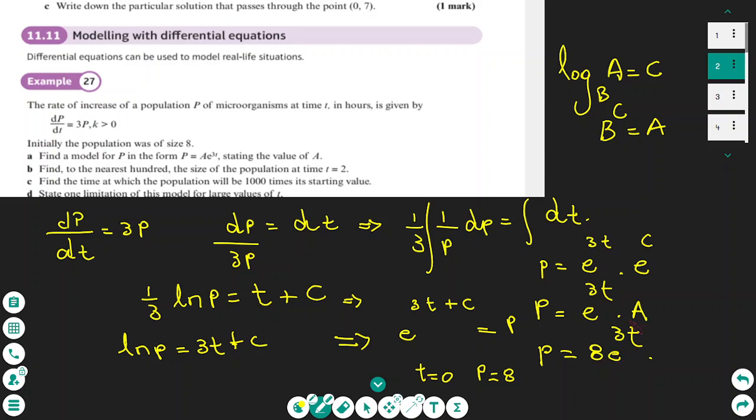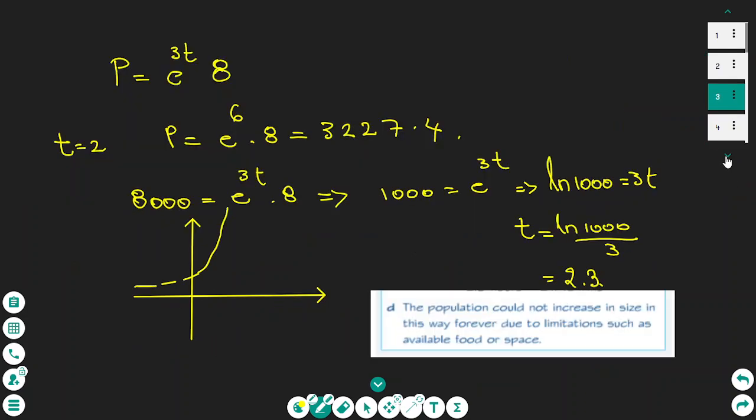The second part: find, to the nearest 100, the size of the population when the time is 2. All I did here is replace t with 2, so I have P = 8 times e to the power of 6. So this is 3227.4, which to the nearest 100 is 3200. And here you can see the graph of the model below.